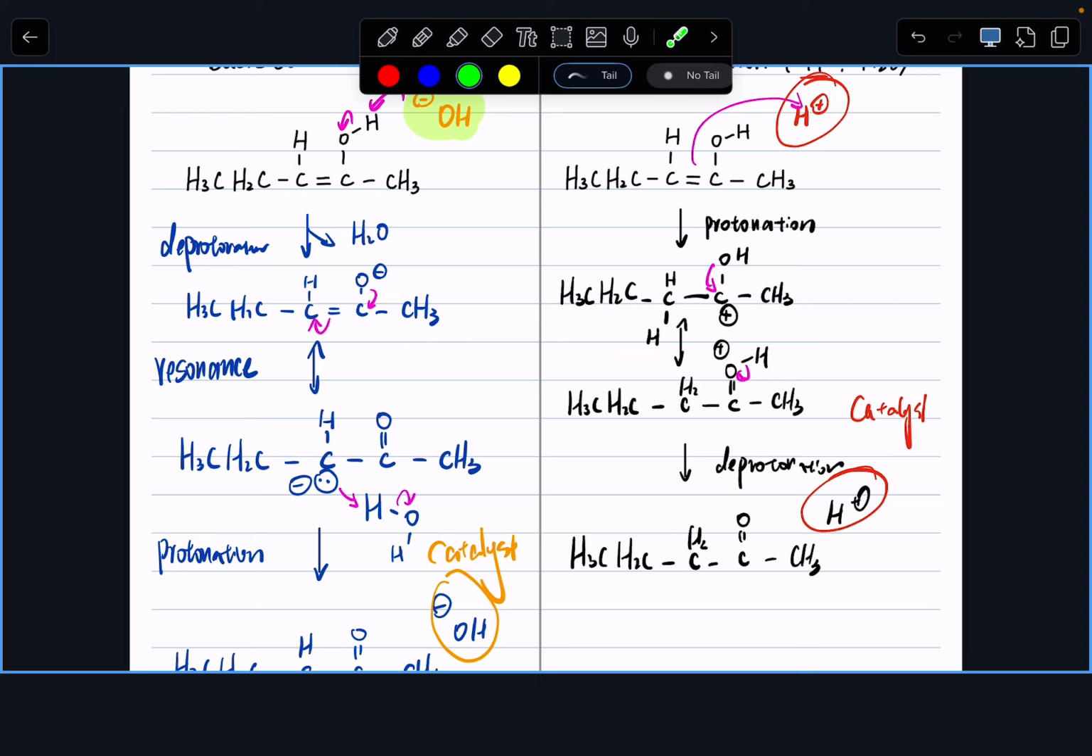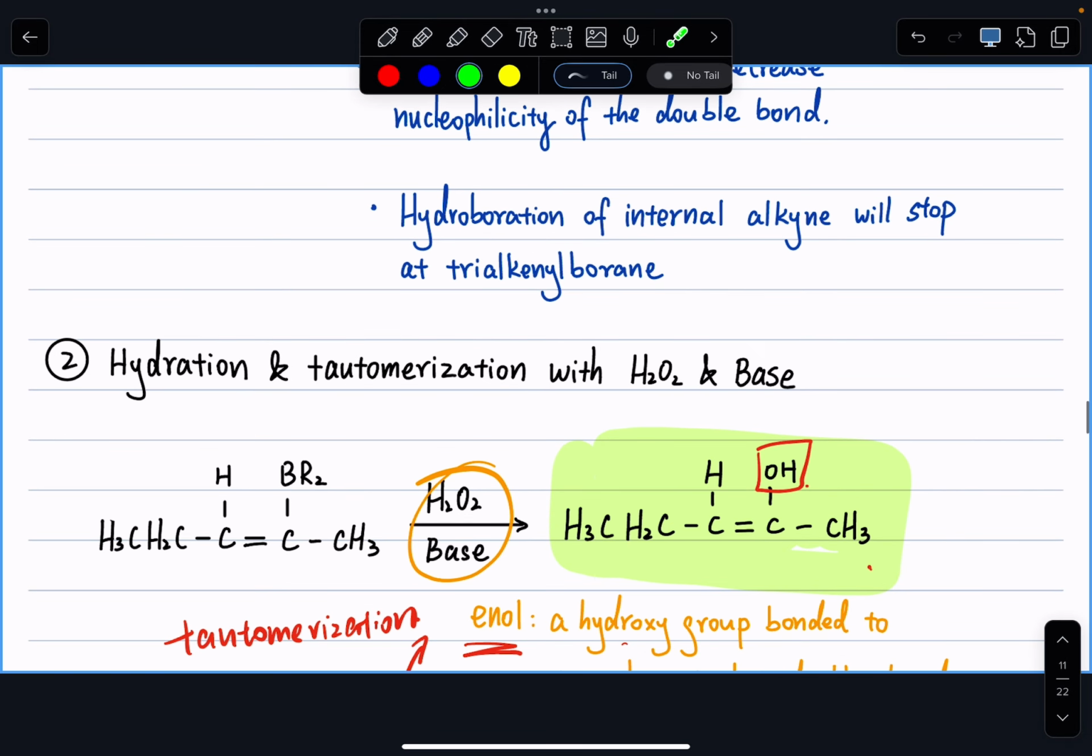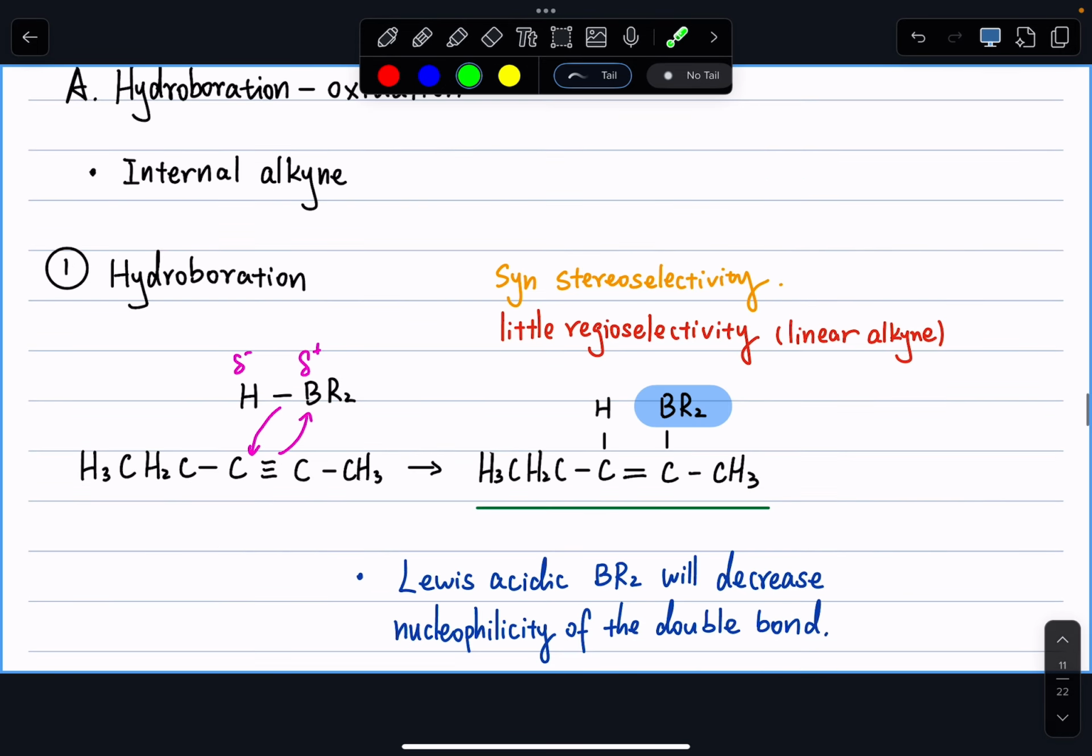Okay, so coming back to hydroboration oxidation. So far we went over hydroboration oxidation of an internal alkyne, meaning an internal alkyne will have the same stereoselectivity, a little bit of regioselectivity control, and we don't worry about overreaction.